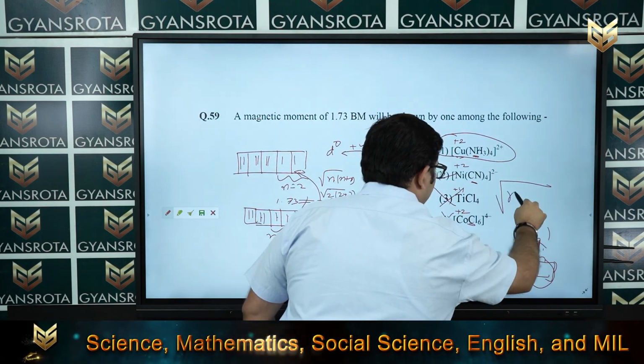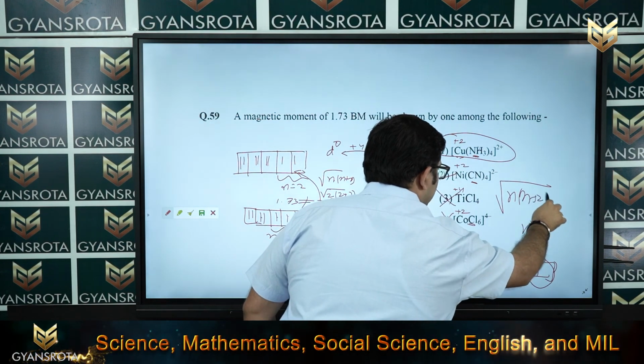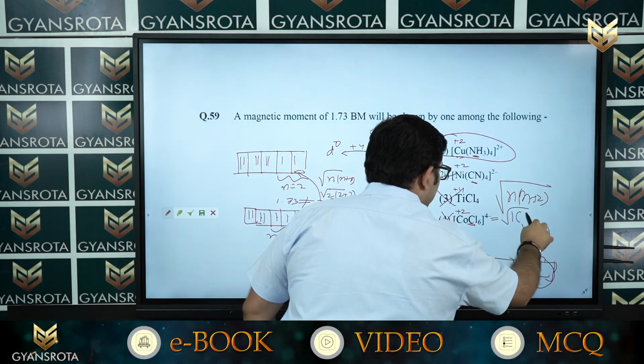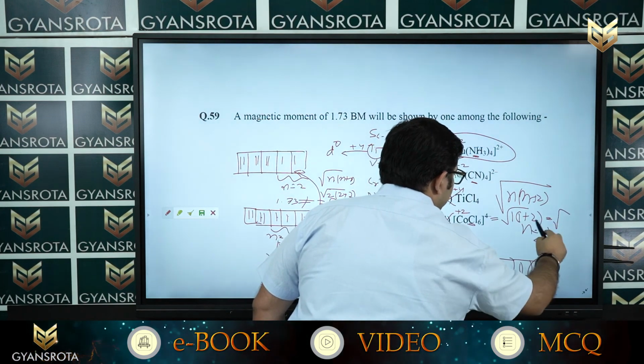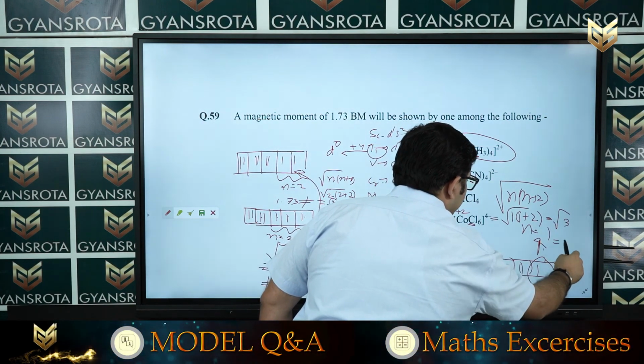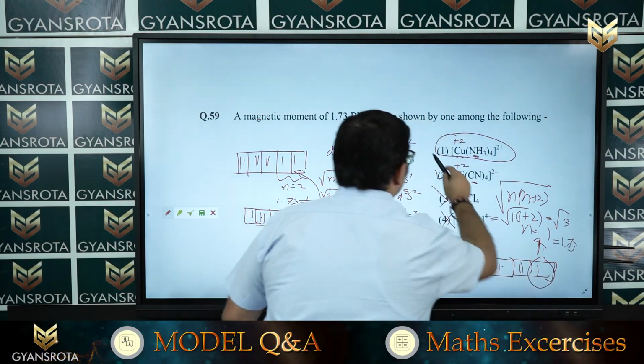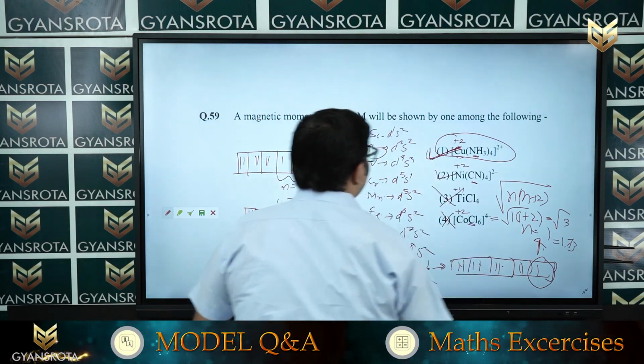So, now Bohr magneton root of n into n plus 2, it means root of 1 into 1 plus 2, that will come as root 3, and root 3 value is 1.73. So, your option number 1 is the correct answer.